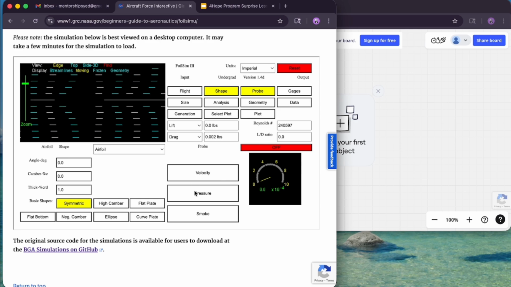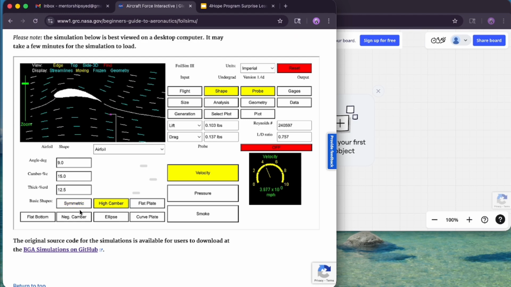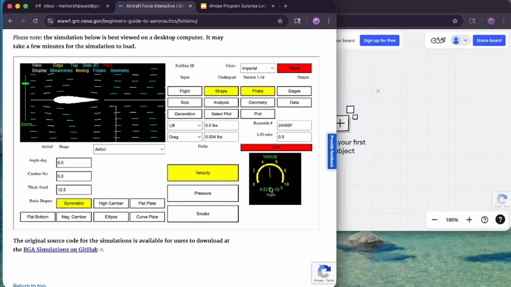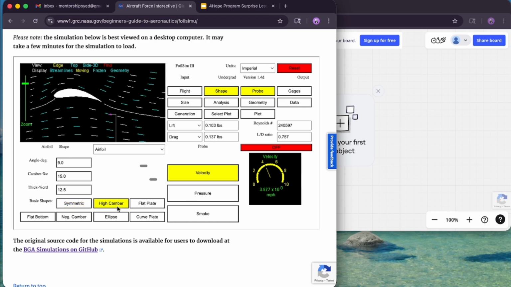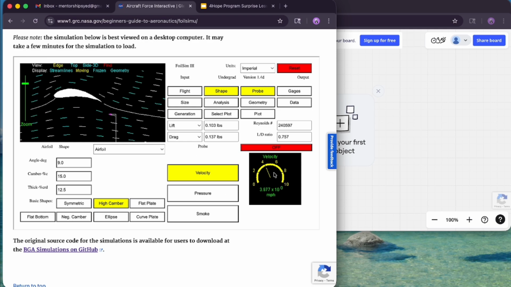You can measure velocity, pressure, and smoke within air. You measure velocity. Let's say it's not symmetric. This is symmetric, at 4.824 times 10 to the 0th miles per hour. We have high camber. This is the high camber line, and this is the basic shape for that. I didn't test these parameters yet, but we're just going over shape. But now we're going over the probe. So we have velocity, 3.977 times 10 to the 0th miles per hour. And we can see that the curve is more upwards than downwards.